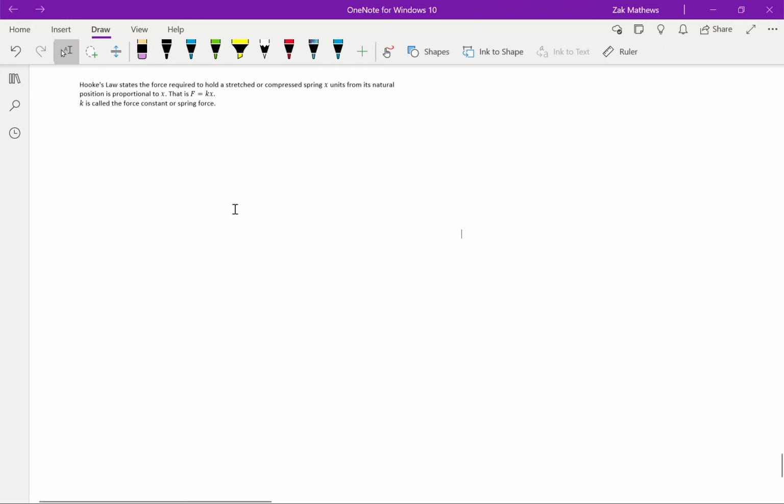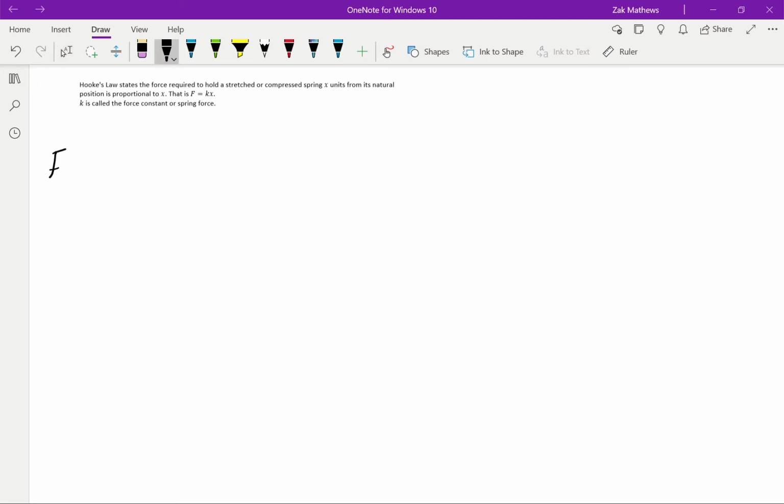So we need to talk about Hooke's law. Hooke's law states that the force required to hold a stretched or compressed spring x units from its natural position is proportional to x. That is, we can say F is equal to kx, where this k is the force constant, or the spring force. It is that natural amount that the spring wants to retain its original structure, but as we pull it, it becomes harder and harder, or as we push it in, as we compress it, it becomes harder and harder to compress inwards. So let's take an example of this. We're using the same ideas with work, but now we have a new force equation to relate this to as well.